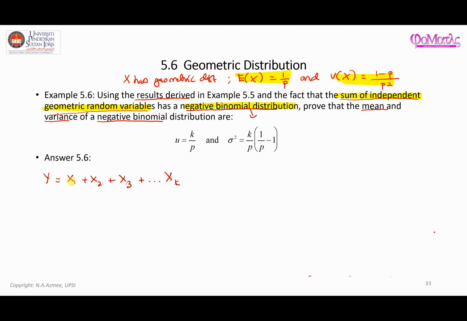So we have this one first success, this is another first success, this is another first success, and we're going to have up to k, and then if you think about it, that will give you k successes, right? So that's it. Okay, now we can start with finding the expected value of Y. I hope you can see that this is a linear combination, and we have actually learned about finding the moment and the variance of a linear combination of variables in chapter 4.